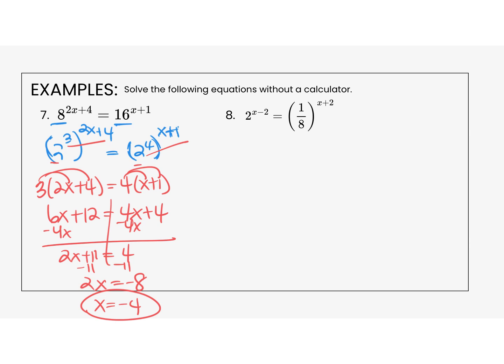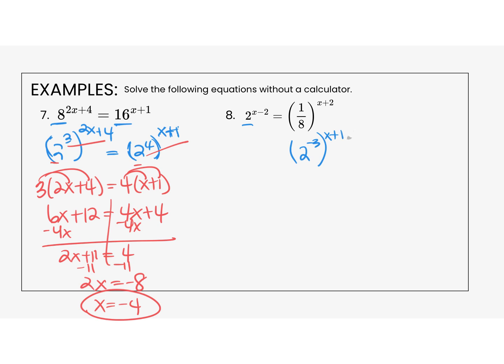Okay, number 8, I have 2 to the x minus 2 equals 1/8 to the x plus 2. So 2 I don't have to do anything with. I'm going to keep that, but 1/8 I can write as a power of 2. Remember when we see a fraction like that, we're thinking negative exponents. So 1 over 8 is 2 to the negative third power.